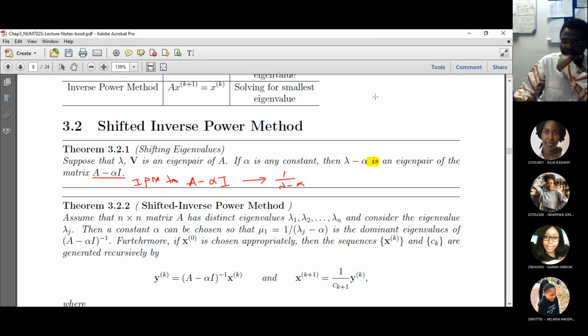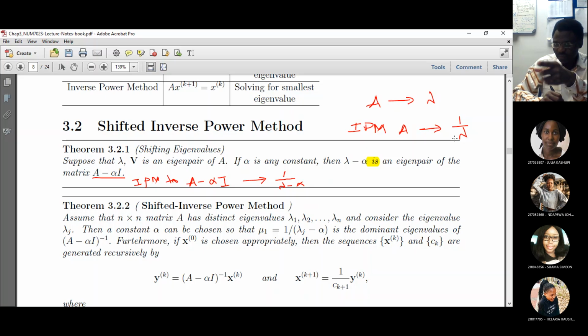Because remember that if for A we have lambda, the inverse power method to A gives us the reciprocal. Do you understand? Once I get that, I take just its reciprocal to get lambda. So if I know this, how do I recover lambda? I take the reciprocal. Similarly here, if I apply the inverse power method to A minus alpha identity, this is the eigenvalue we'll get, because the eigenvalue of this is lambda minus alpha. But the inverse power method to that will give us its reciprocal.